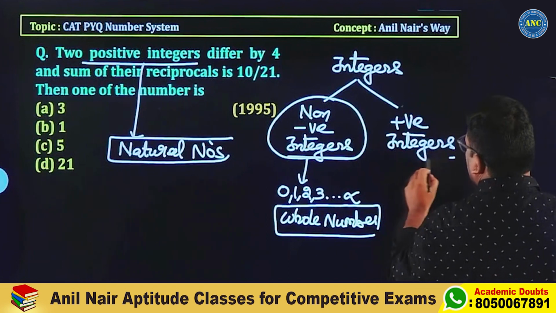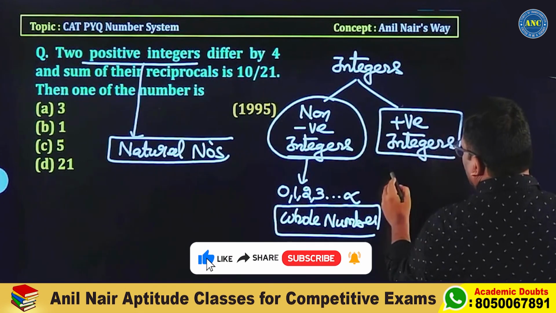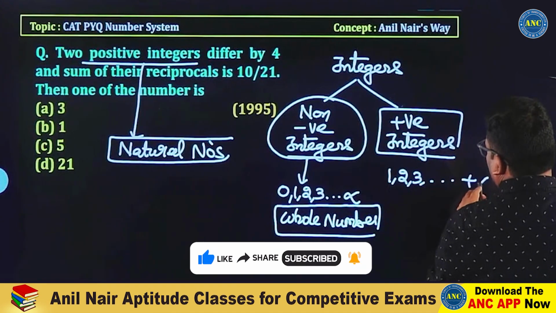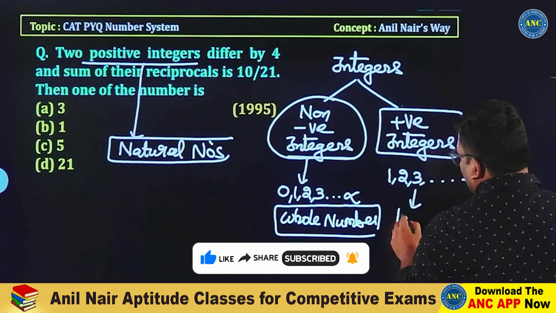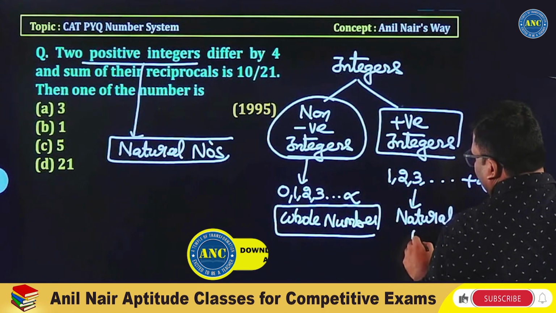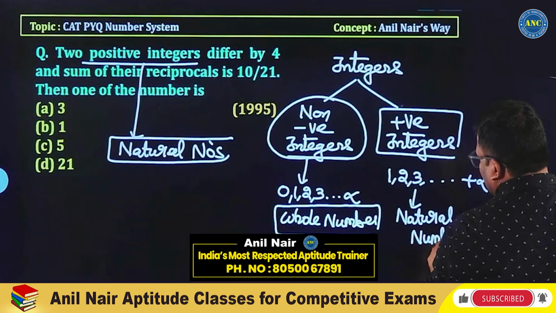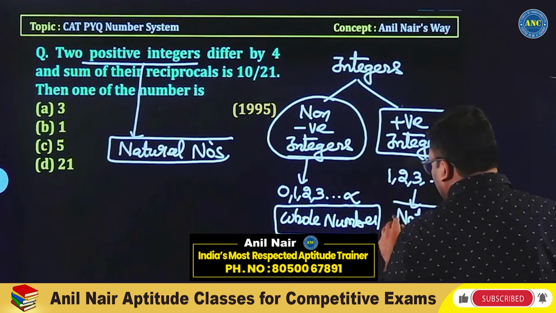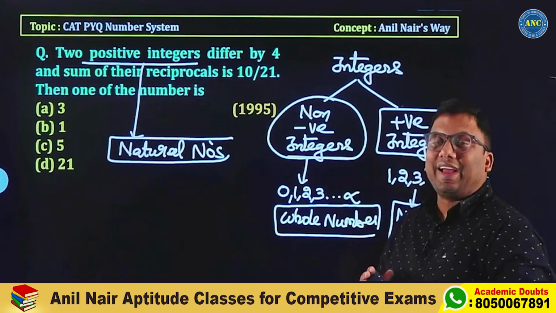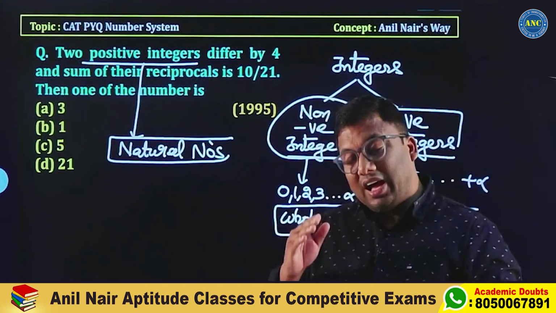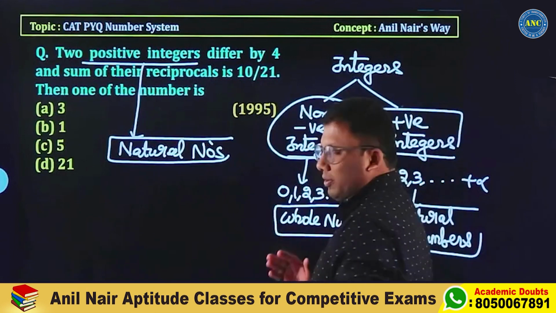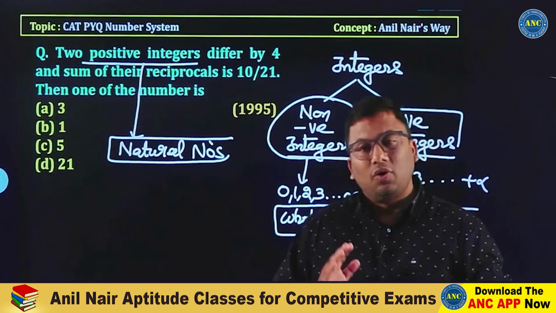Integers are minus infinite to plus infinite. I require integers which are positive, 1 to positive infinite. Another synonym for positive integers is natural numbers. Do not get confused. If he gives positive integers, he is asking us to find natural numbers. If he is asking for non-negative integers, other than negative, 0 and positive, he is asking us to find whole numbers.